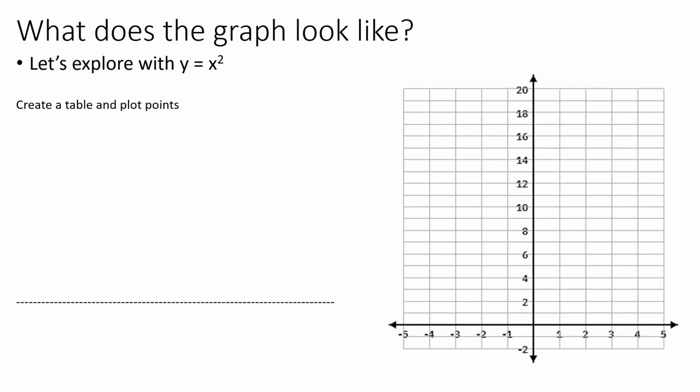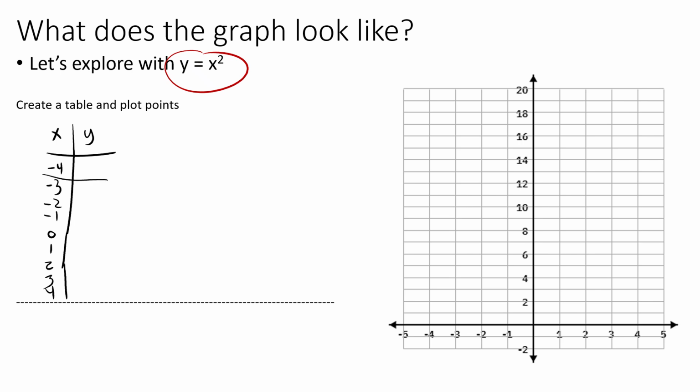So let's quickly explore what the graph looks like on this. So we're going to create a table, and what we're going to do is what's called the parent function or parent equation here. We're going to do the simplest equation that we can find that's a quadratic. And I'm going to go ahead and pick some values of x to plug in, and we're going to take a peek at what this graph might look like. It's not going to be too bad to do.